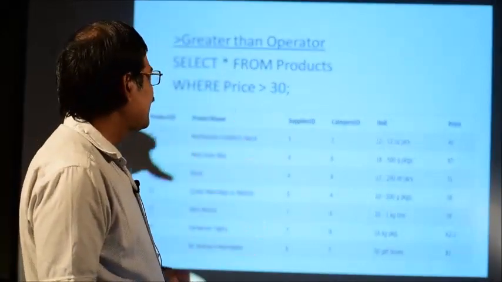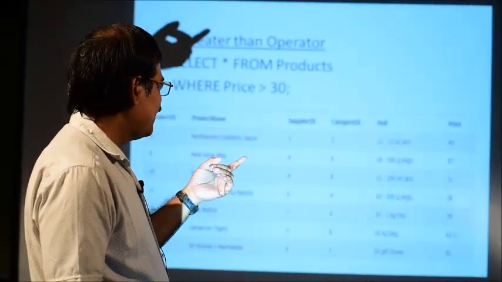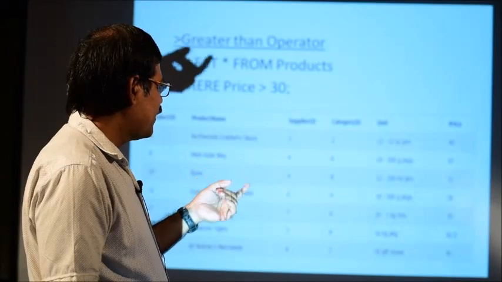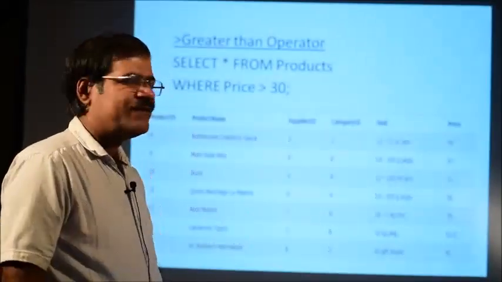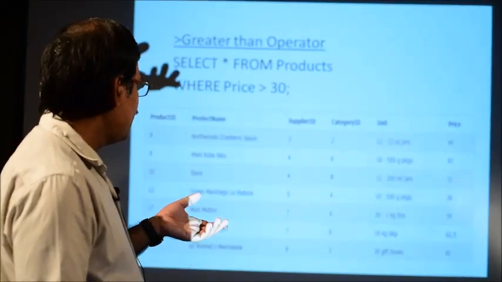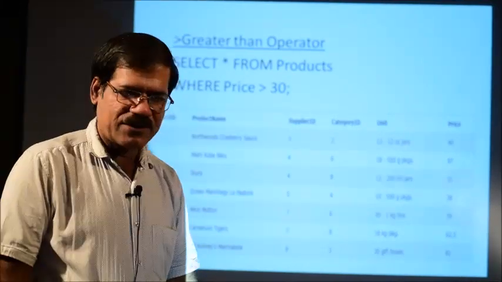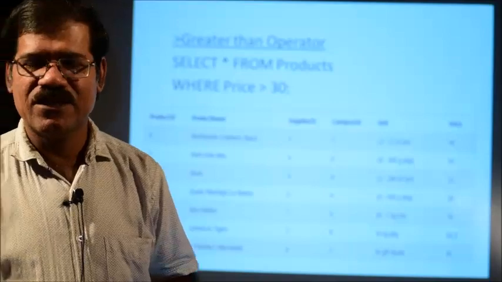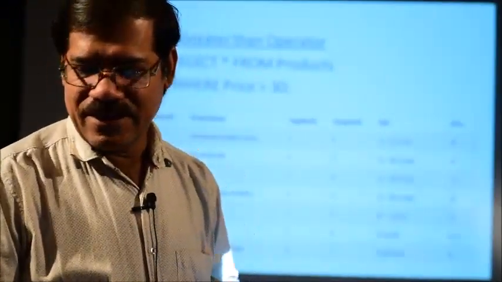So 40 is greater than 30, 97, 31, 38, 39, 62.5, 81. All the price values are greater than 30. So that many records will be selected from the table and displayed on your computer screen according to your condition. What is your condition? The condition is price greater than 30.